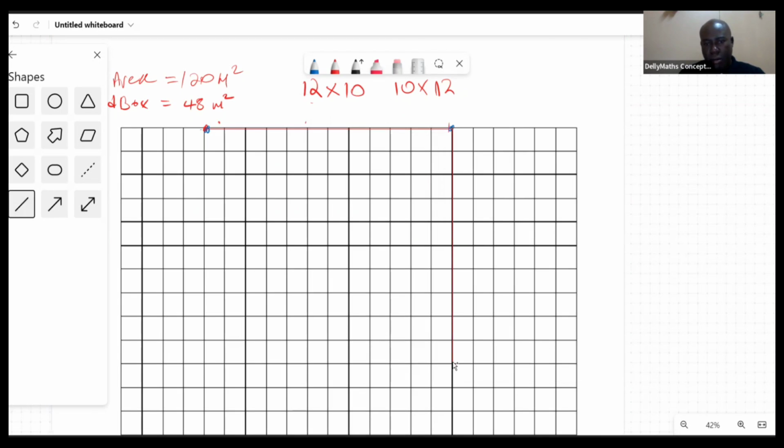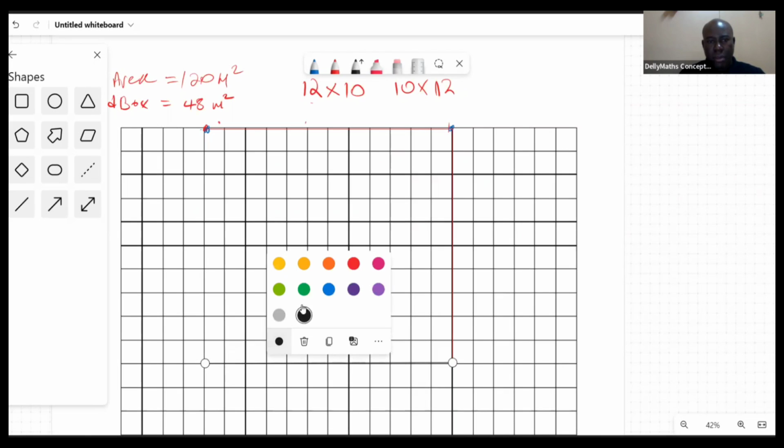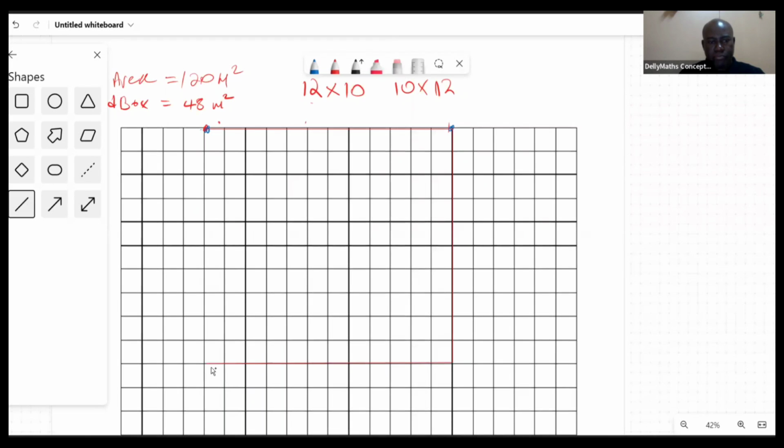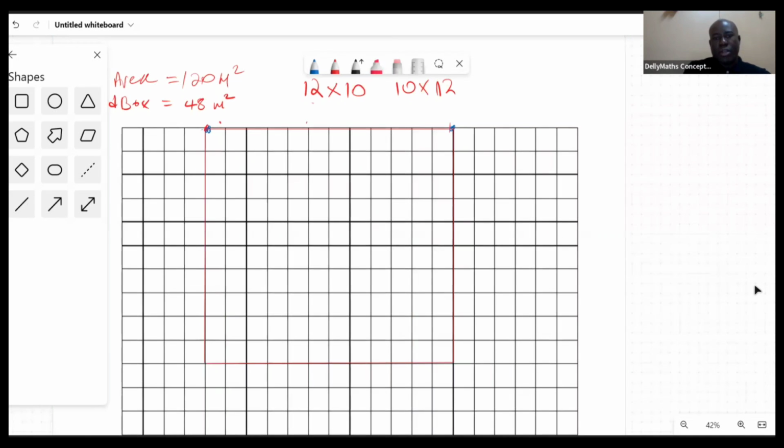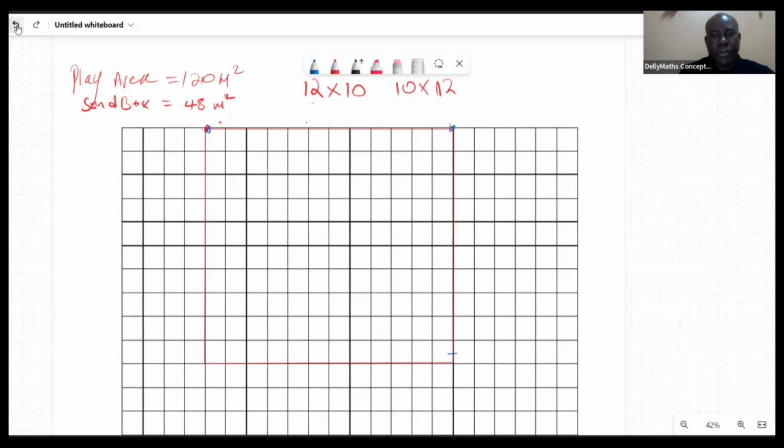And then I'm going to come across. It's going to be a 12 again. So I'm marking off my spot here, and I bring this up. So there it is. That's my play area. Just double checking, 1, 2, 3, 4, 5, 6, 7, 8, 9, 10. Good. So we're getting a 10 by 12 right there.